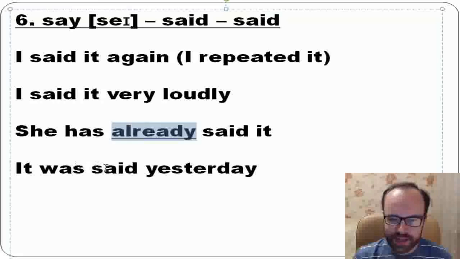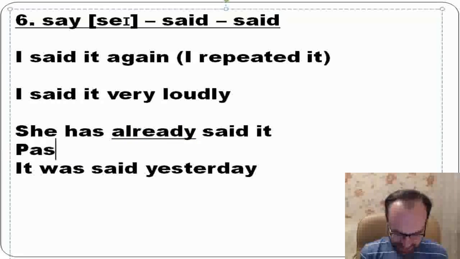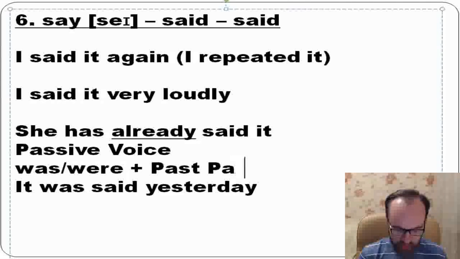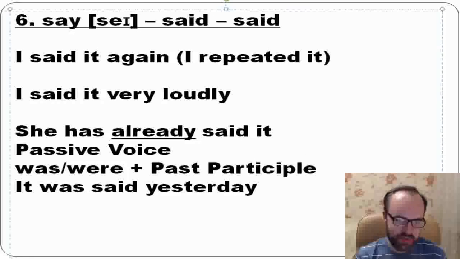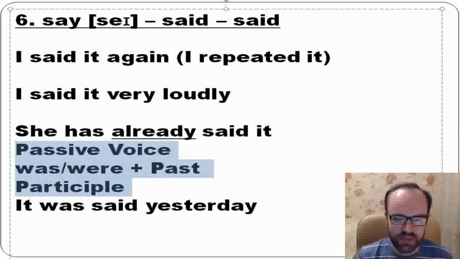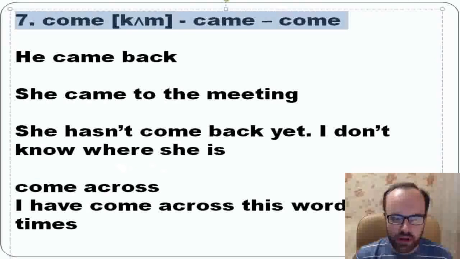And it was said yesterday. It's passive voice. So I think that you know how we form it: was, were, plus past participle. So you see, said is a past participle. So it was said yesterday. Nothing difficult. Passive voice. Seven. Come, came, come. He came back. She came to the meeting.